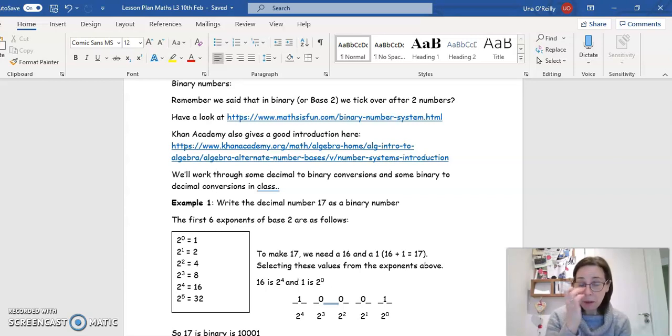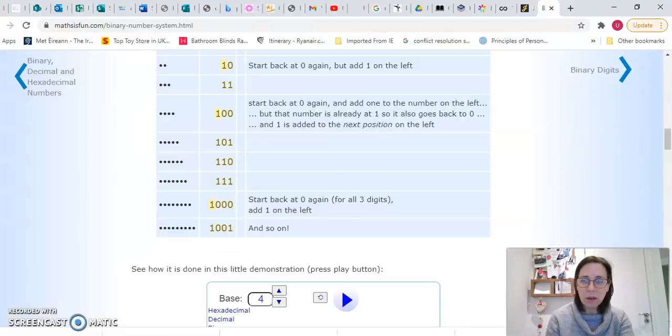But we had just looked at the decimal and the binary system on the board there, which was trying to back up what we had just looked at on Maths is Fun, if you can see it there. Okay, so hopefully you're now beginning to recognize what a binary number system looks like, as in it's all ones and zeros, and you tick over into the columns very quickly.